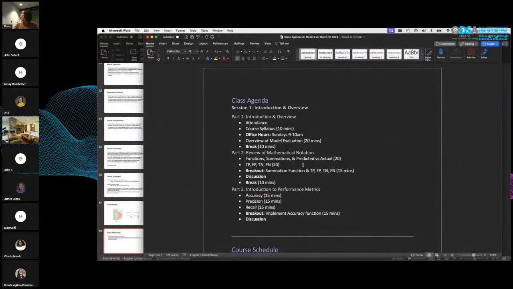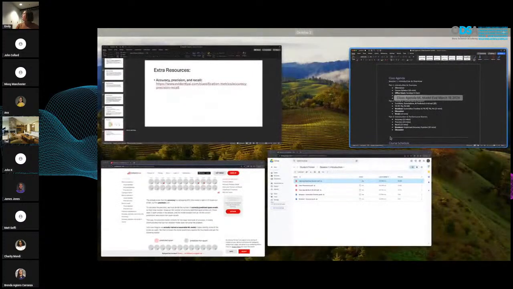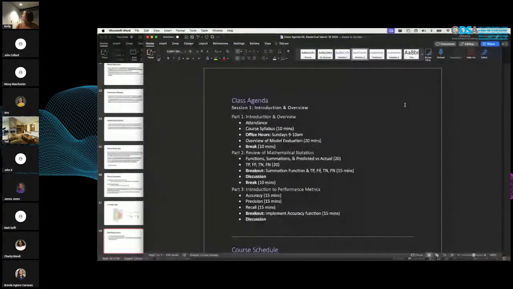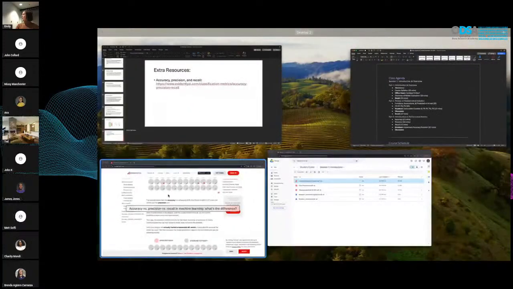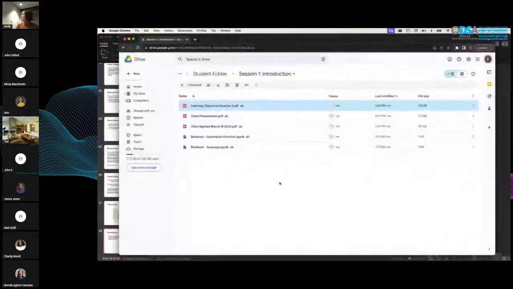I forgot to do our breakout section for mathematical notation, so sorry about that. We're going to combine both of our breakout sessions together. Let's do one breakout session and talk about it, then take a break, and then do the other breakout session and talk about it. Okay, that's the plan. If you go to this drive folder here, you'll see these notebooks.